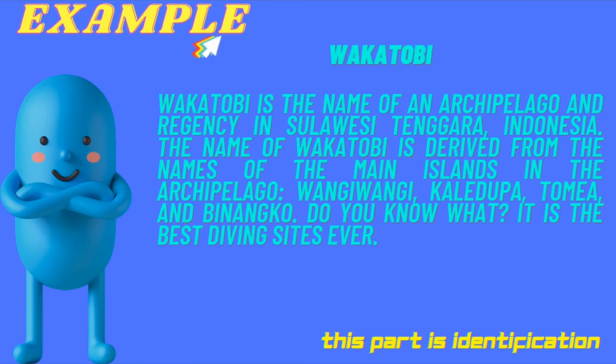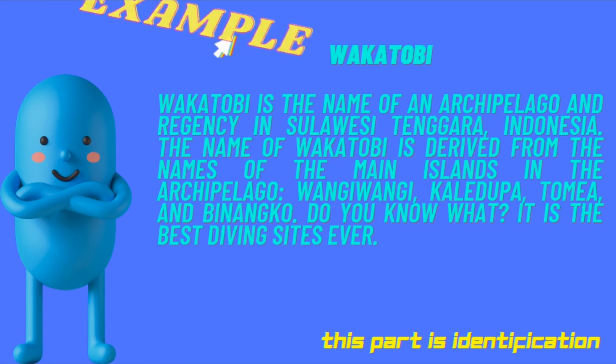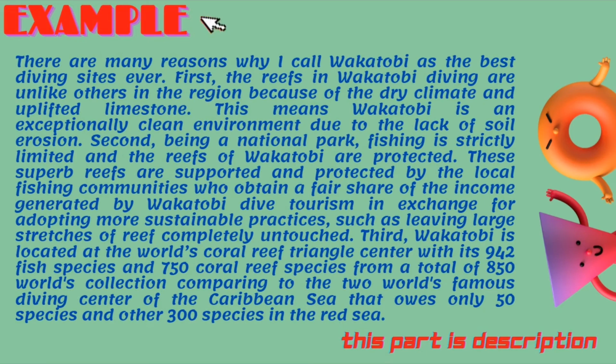And this part is the identification of the text, because identification is an introduction, a general description of a topic. And this part is the description of the text, because the description contains the special characteristics of the object, place, or person being described. For example, traits, physical appearance, and other things that are written specifically.